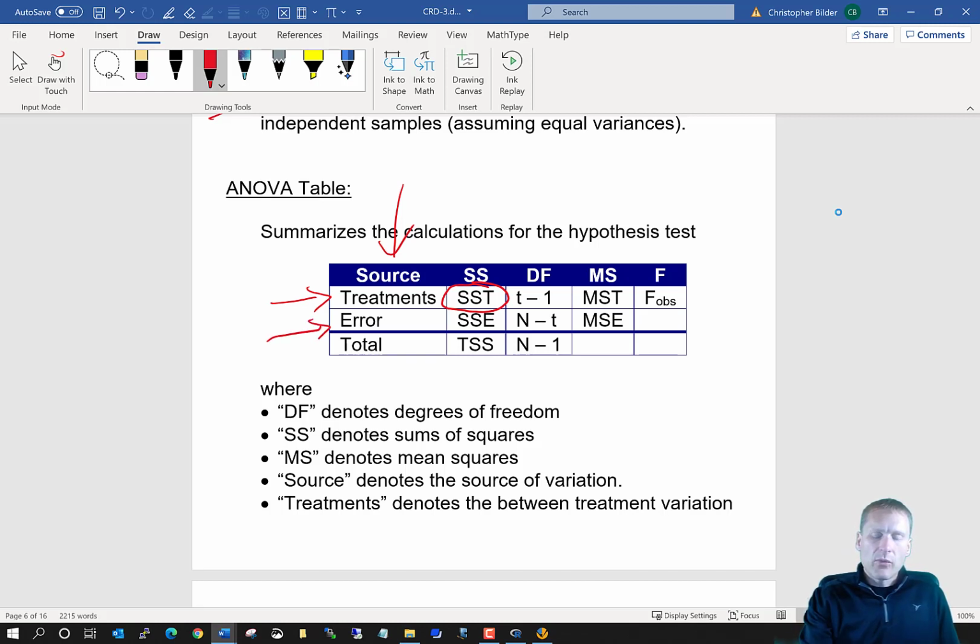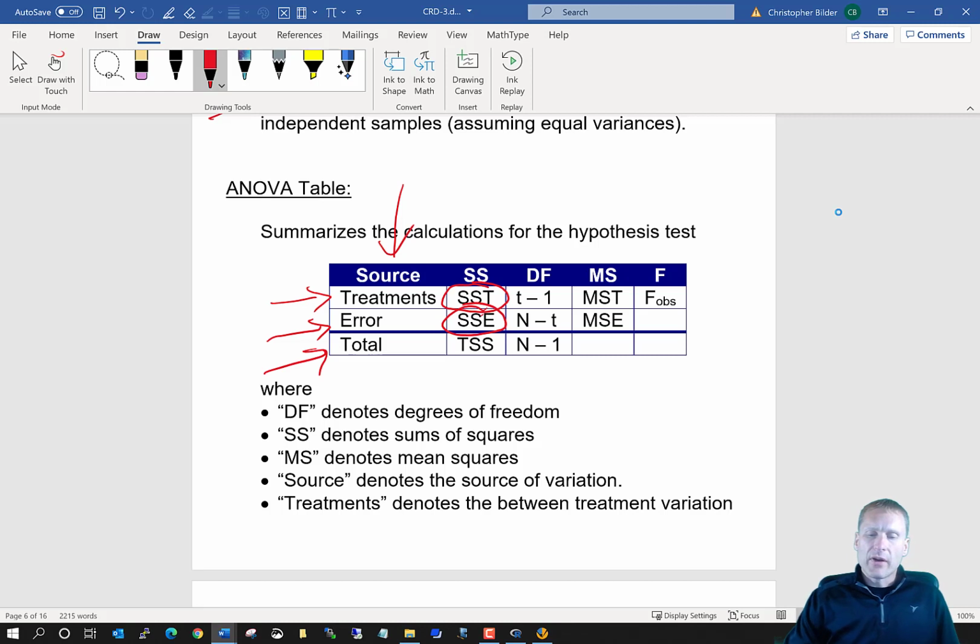Another source could be due to what's referred to as error. And this is associated with SSE, the sum of squared errors. If you remember for that particular quantity, we took each of our observed values and subtracted off the corresponding treatment or factor level sample mean. So we're looking at how far we are off from that treatment mean. And that's the second source of variation.